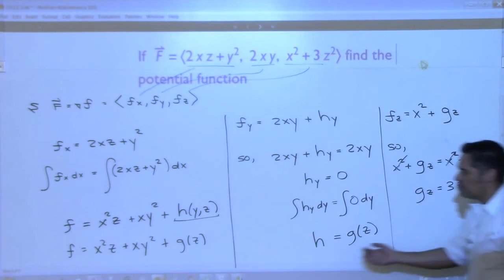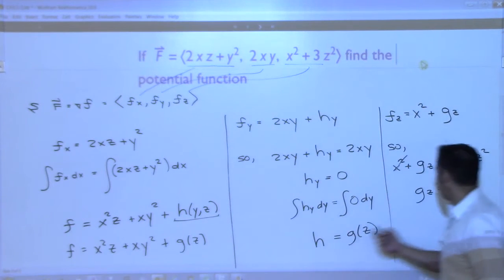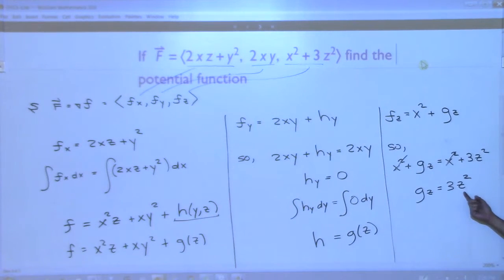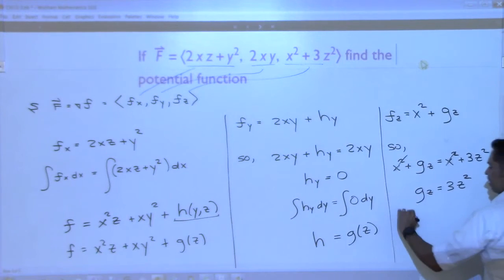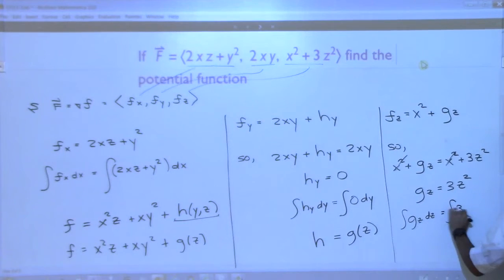And remember, all I needed to know was what g was, right? And I think I'm going to be able to figure it out because I know the partial of g with respect to z is this. So if I integrate that with respect to z, then this side will be g, right? And this side will be z cubed plus a constant. But I know there's no y's in it, right? It's just a constant at the most. So I think we're there.